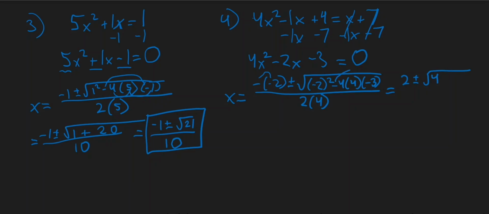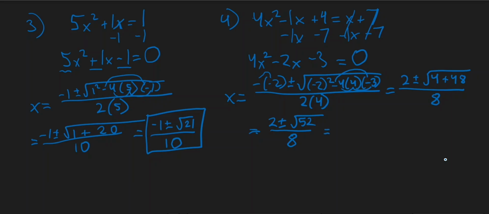And then negative and negative gives you an overall positive symbol. 4 times 4 is 16, times 3 gives you 48, divided by twice 4, which gives you an 8. All right, and that gives you 2 plus or minus the square root of 4 plus 48, which would be 52, divided by 8. Once again, we cannot square root 52 to get an integer value, so you would simplify the radical as much as you can.